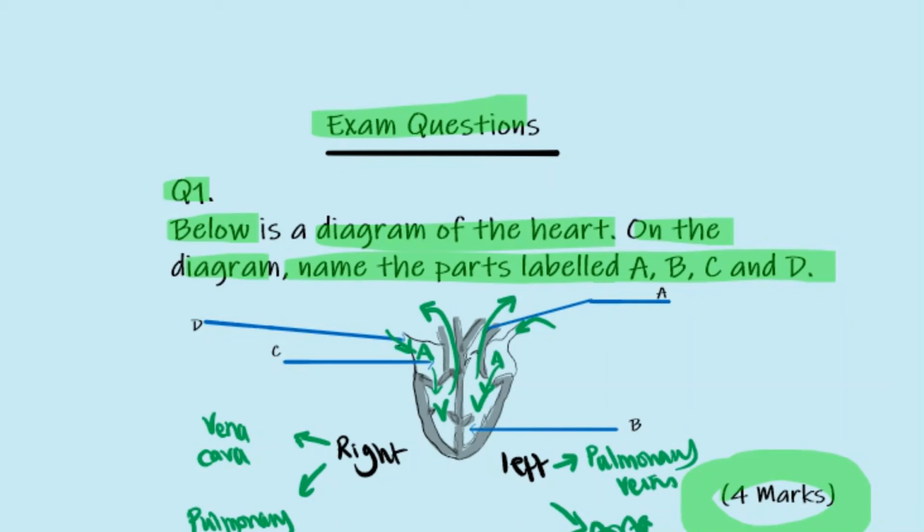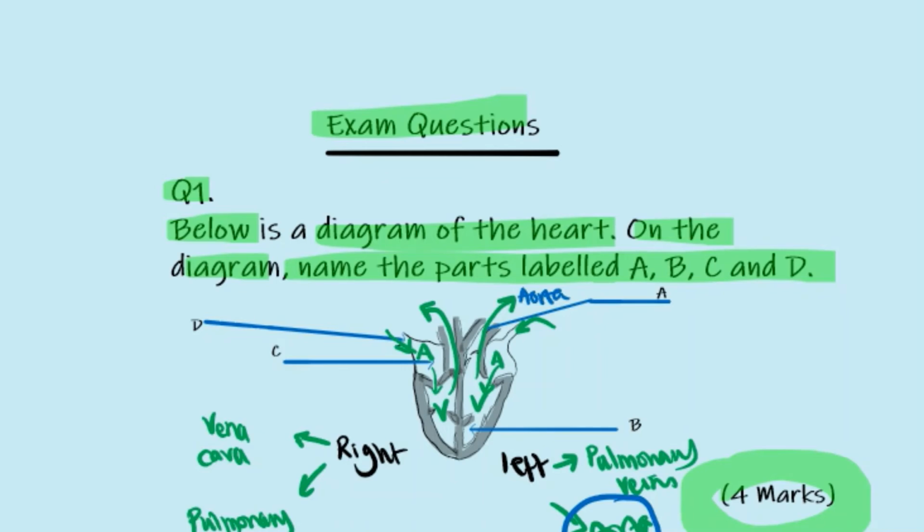So first of all, A is pointing to where the blood is going out away from the heart. So from the left side, where does it go away from? It goes away from the aorta. So this must be our aorta.